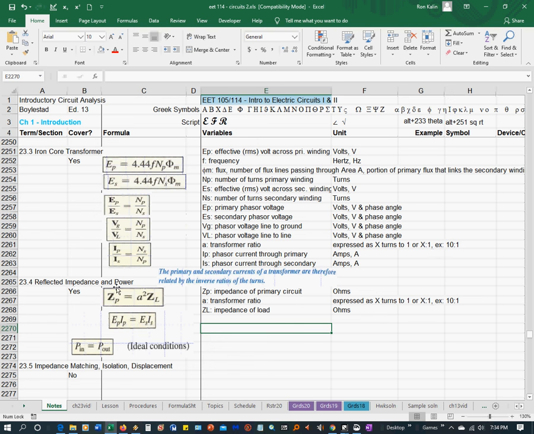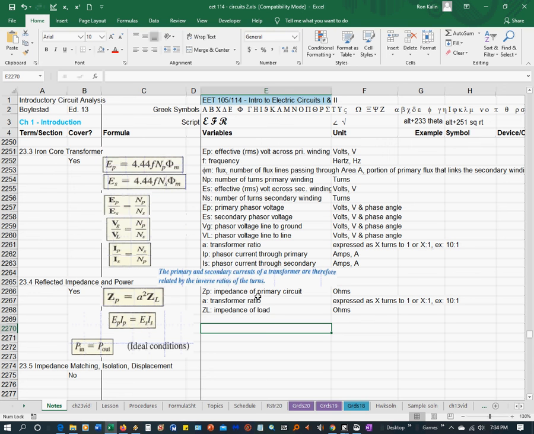The reflected impedance and power, Z sub P equals A squared times Z sub L. ZL is the impedance of the load. ZP is the impedance of the primary circuit, both in ohms. So EP times IP equals ES times IS. So that's the power. The power in the primary equals the power in the secondary. That's ideal. Power in equals power out.